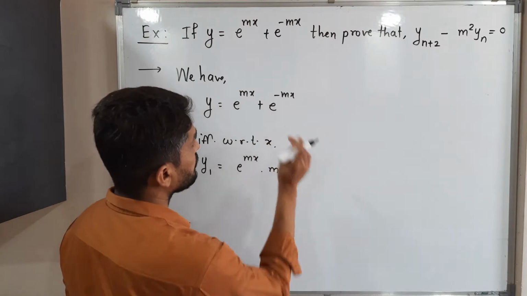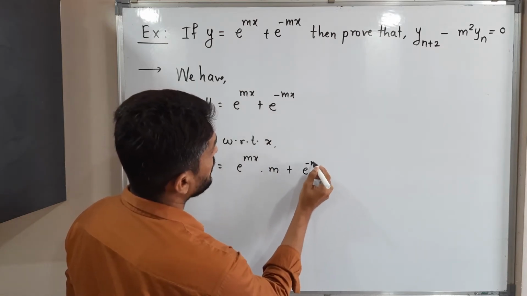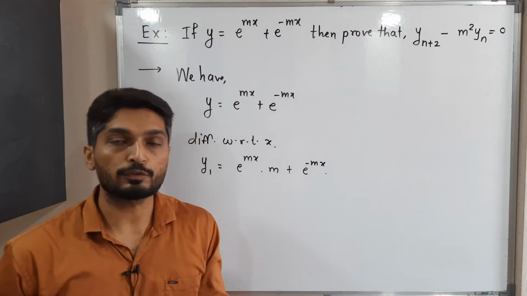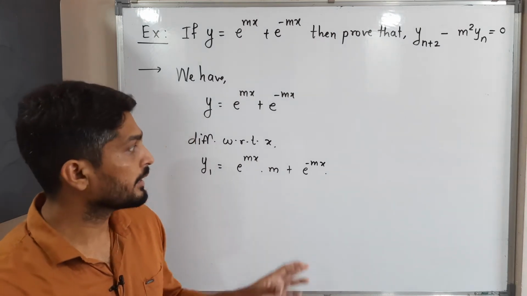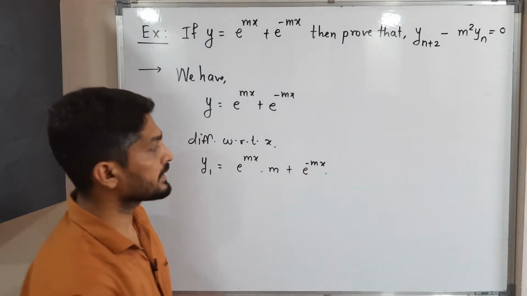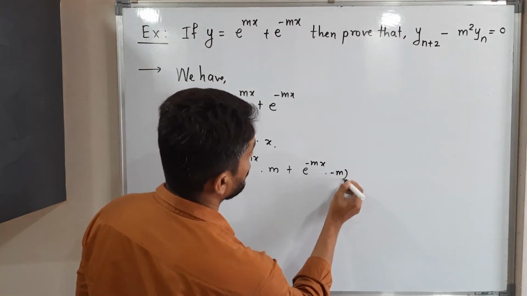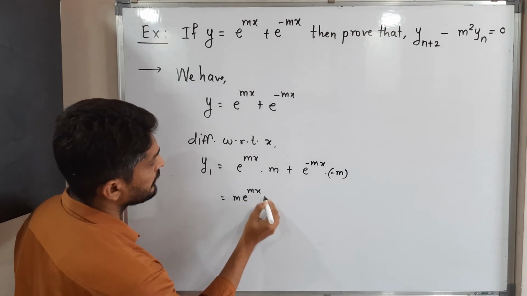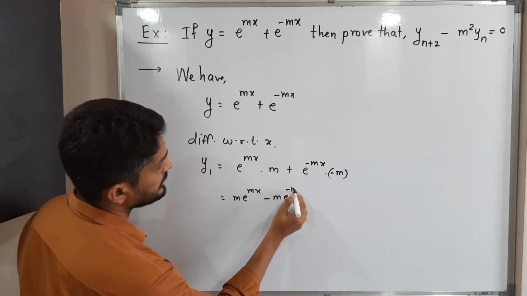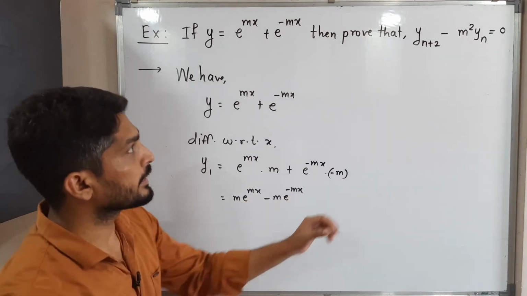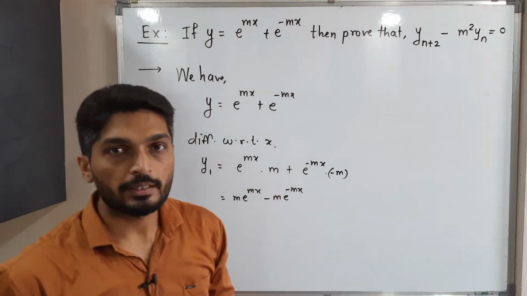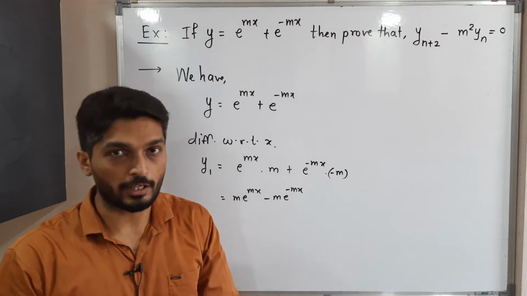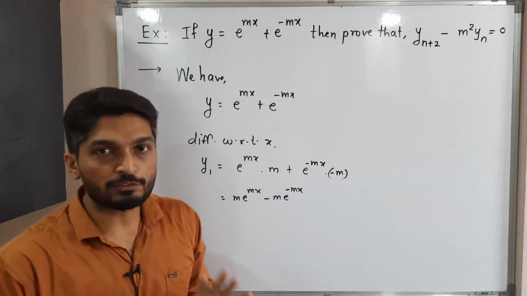Plus the derivative of this term. The derivative of e raised to minus mx is e raised to minus mx, since you know that the derivative of an exponential function is always the same. And again the derivative of minus mx is minus m. So let me write properly. It is m e raised to mx minus m e raised to minus mx. So as I told you earlier, we have y n plus 2. That means we have to take the second derivative first and then go for the nth derivative. Right now we have just the first derivative only.